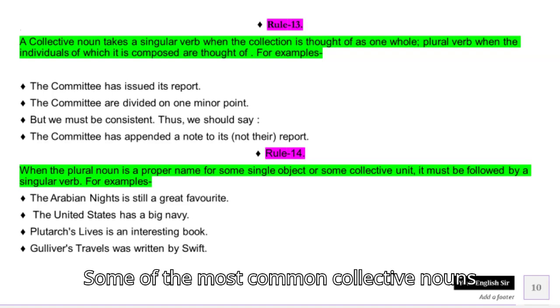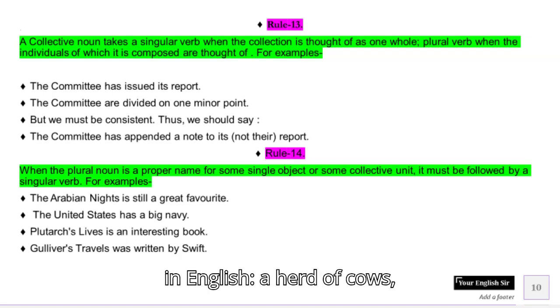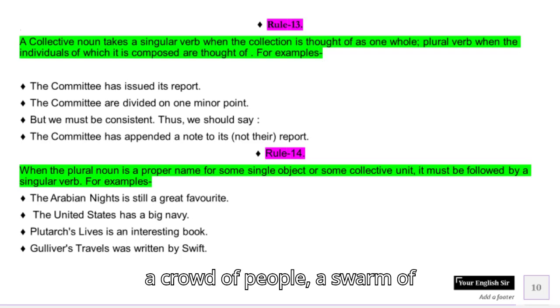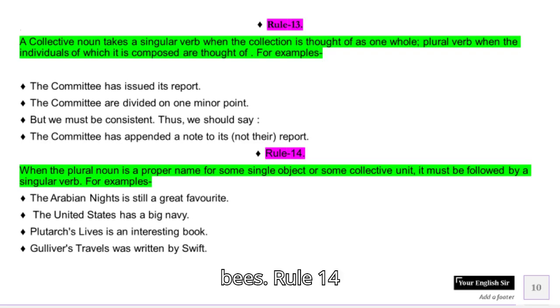Some of the most common collective nouns in English. A herd of cows. A pack of wolves. A flock of birds. A school of fish. A pride of lions. A gaggle of geese. A colony of ants. A crowd of people. A swarm of bees.